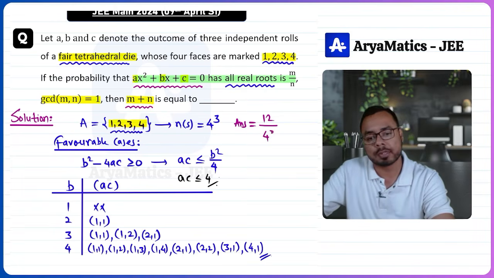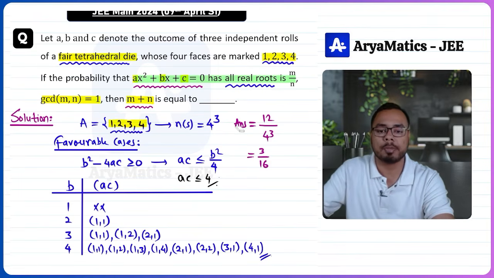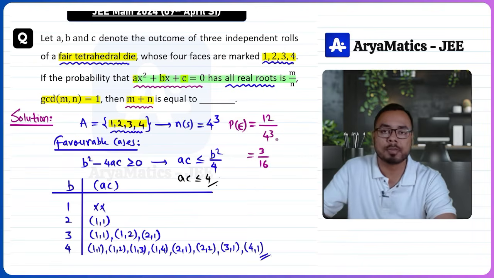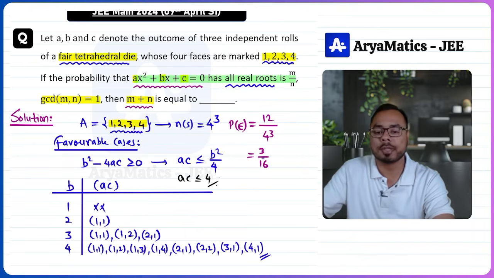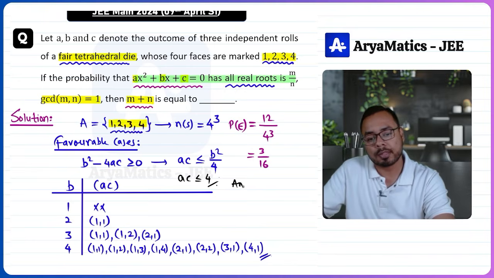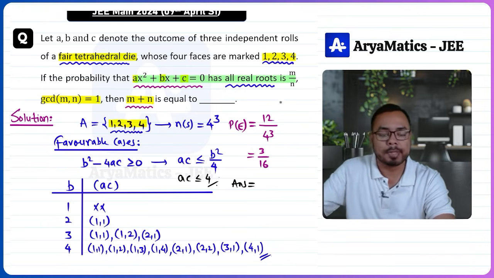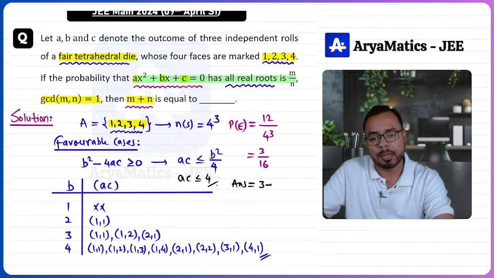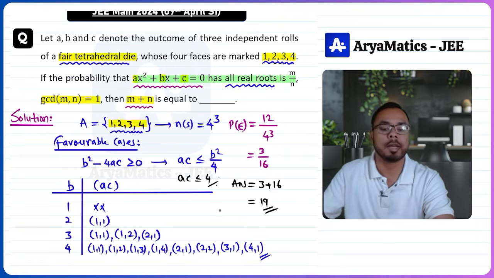And the total number of cases is 4 raised to 3. You can cancel one 4 from here. So this becomes 3 by 16, right? This will be the probability. This is not the final answer. Let us say E is the event that we have all real roots. So this is the probability of E. And clearly you can see that there is no common factor between these two numbers. So now we can write the answer. The probability is m by n. So that means m must be 3, n must be 16. So m plus n will be 3 plus 16, which is 19. So that should be the correct answer for this problem.